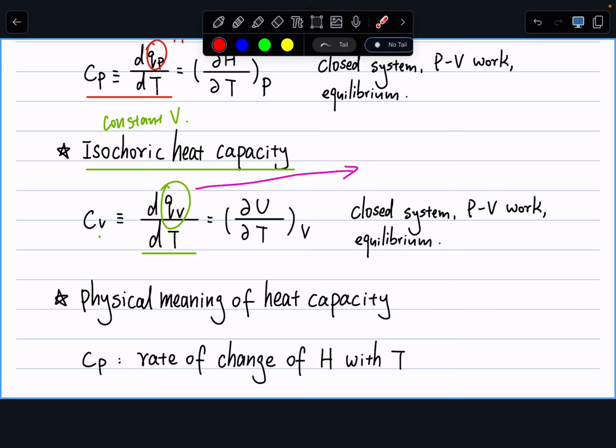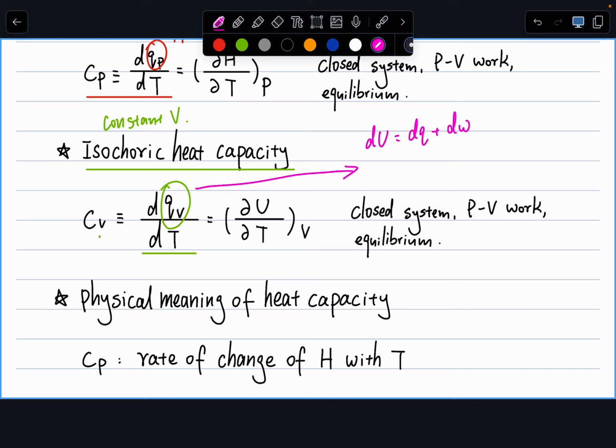Typically, we don't care about kinetic energy and potential energy. So in this case, there are several tools we can use. First of all, we have the first law of thermodynamics, dU plus dW.